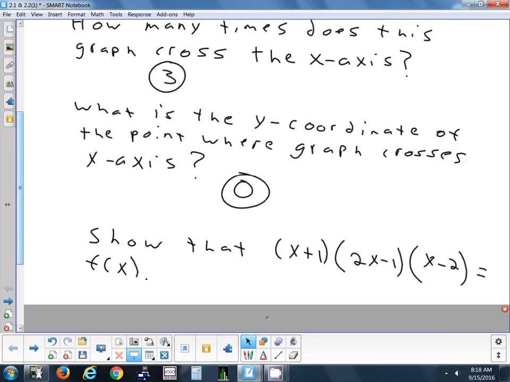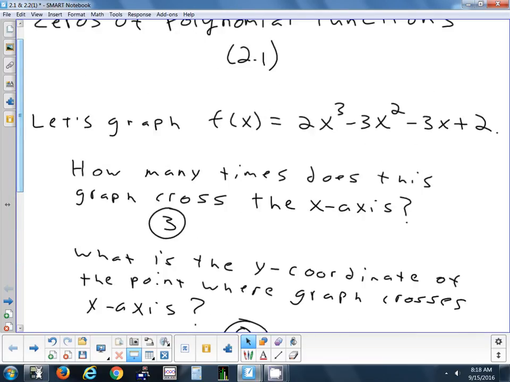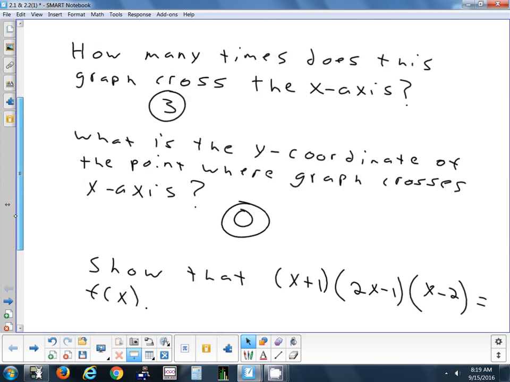Now, how could I show that what I have written here is actually exactly the same thing as what I have written up here? There's 2 ways. Well, there's one way that I could suggest that it's true, and then there's one way I could actually prove it's true.